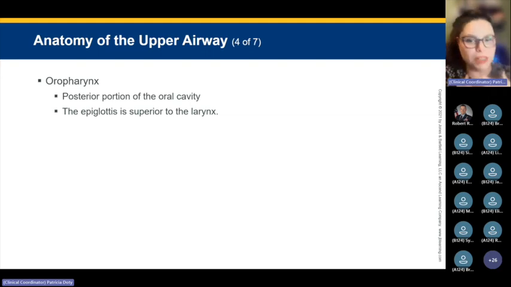Now you have your epiglottis, and that is superior to the larynx, and this is going to help prevent food and liquid from entering the larynx during swallowing. So what happens is this flap goes over it, and it says, no, you can't go in here. Only food is going to go in this one. So it's just going to hold this over, and then you have air in the other one.